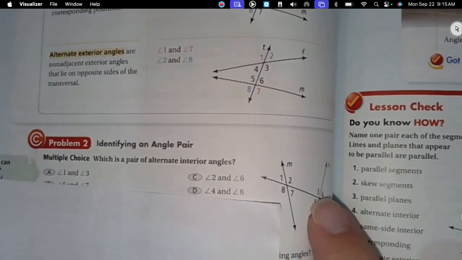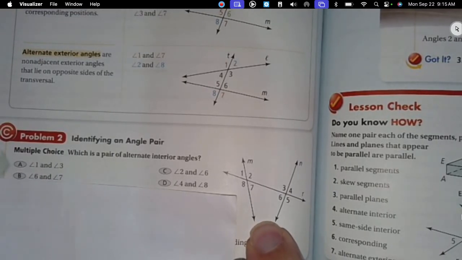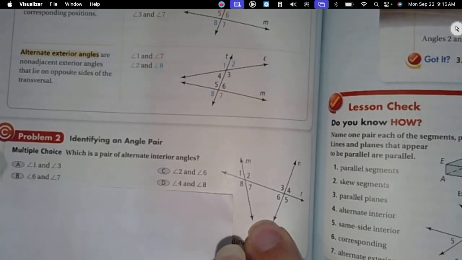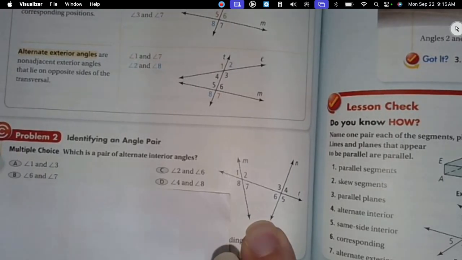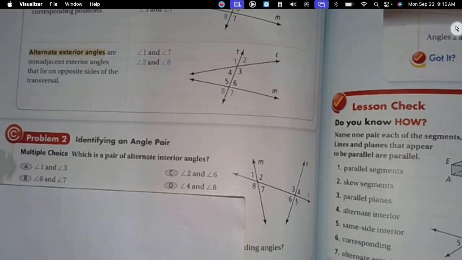This is our little transversal. I told you they're going to end up being parallel lines, but today, I guess they're not. On your paper, they are. It says, which is a pair of alternate interior angles. So I'm just going to look at my picture and draw the alternate interior angles. What goes with 2? 6. Y'all got that? Okay, what's the other pair?